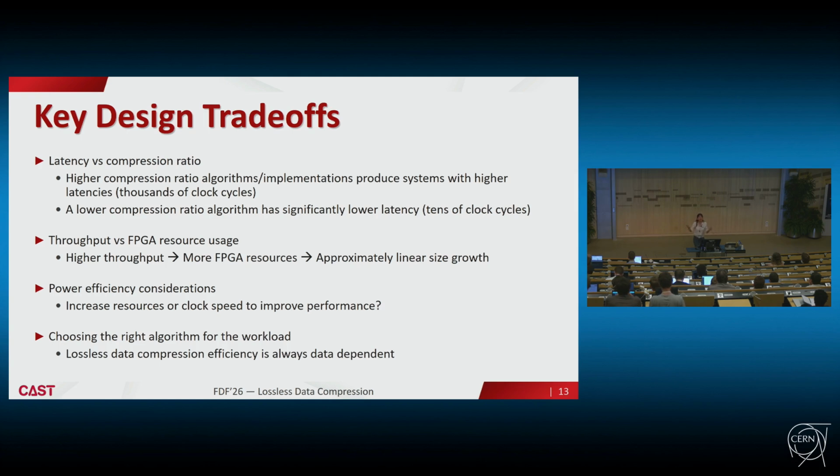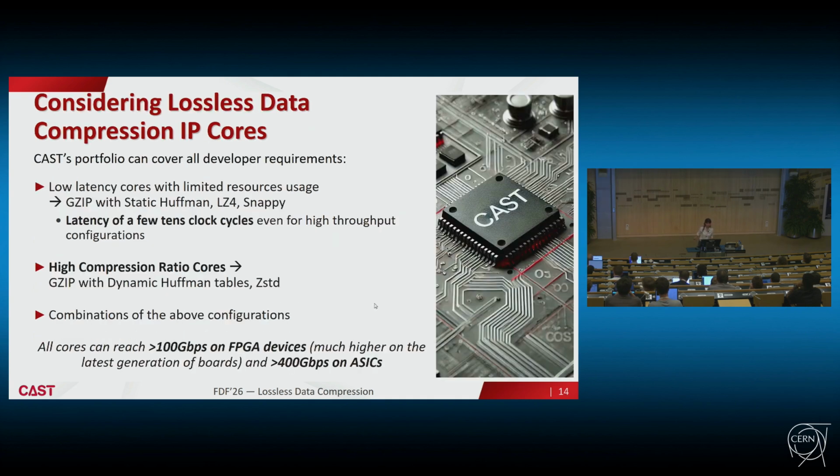So how can we increase the throughput? We can increase it by multiplying the processing elements, making more processing elements work in parallel, or increase the clock speed. But of course, you hit the limit on an FPGA. And we need to choose the right algorithm for the workload. As we said, it's always data dependent.